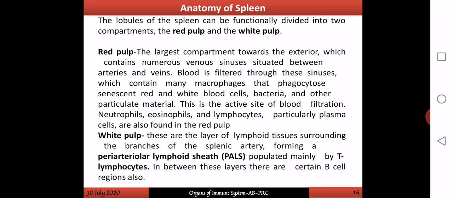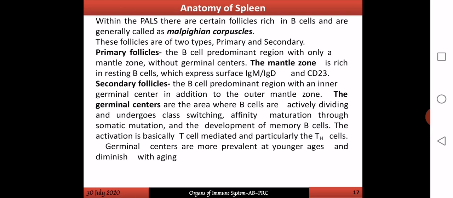Not only T lymphocytes, B cells are also present. Within the PALS, there are certain concentric regions where the B cells are concentrated. These regions are called follicles, or collectively Malpighian corpuscles. There are two types of such follicles, called primary follicles and secondary follicles. Both are B cell predominant regions, but primary follicles have only a central mantle zone, and there is no germinal center.